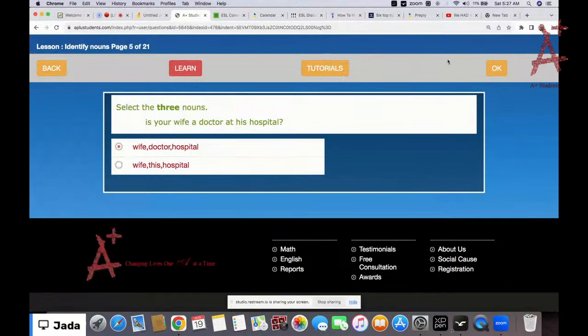So, hospital is a place. Wife is what, a person, and doctor is what? What is doctor? Can you all tell me? Doctor is what? Is doctor a person or what? So what is doctor here? When you see doctor, what part of the noun does the doctor fall in?